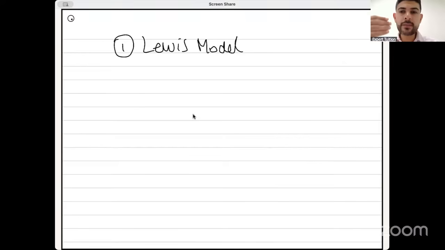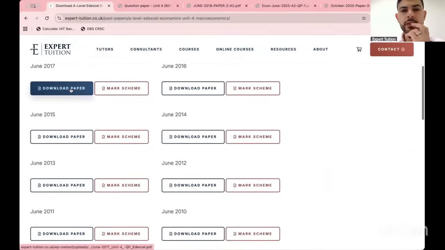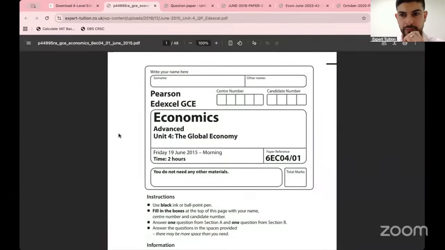Now, sometimes they'll be very explicit and say, hey, talk about the Lewis model. We want you to tell us what the Lewis model is. Other times it's more subtle. Example is this. So, unit four. It says unit four. Yeah, 2015, the India one. Right.